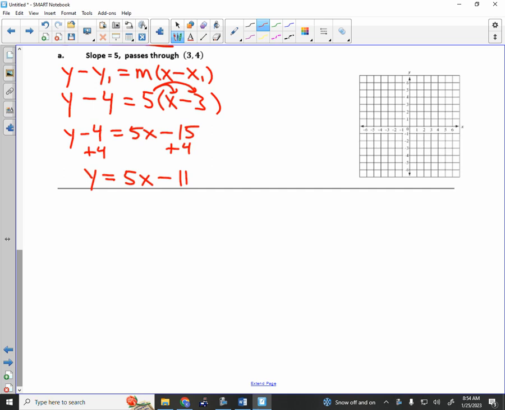We can graph that. Negative 7, 8, 9, 10, 11. Go through the x-axis somewhere down there. Sorry if that runs off your sheet. And then we have a slope of 5. So up 1, 2, 3, 4, 5, and over 1. 1, 2, 3, 4, 5, and over 1.